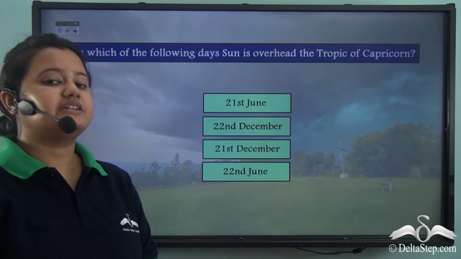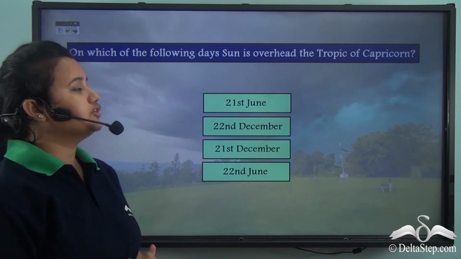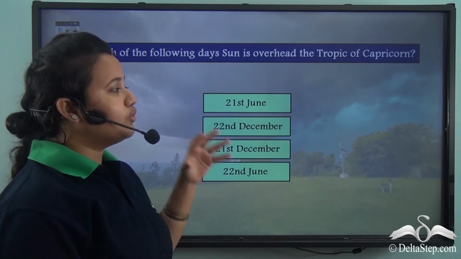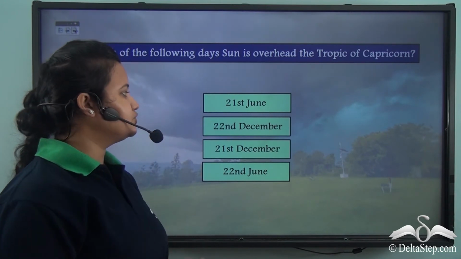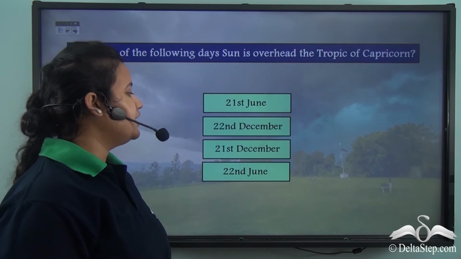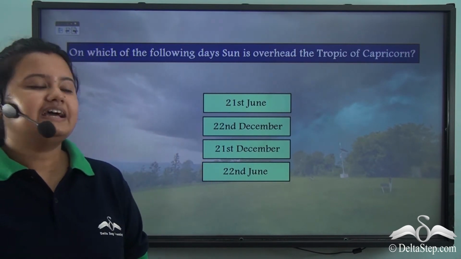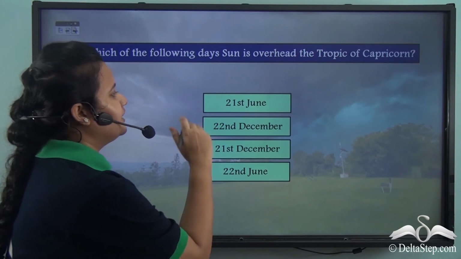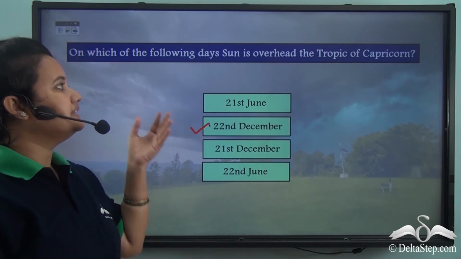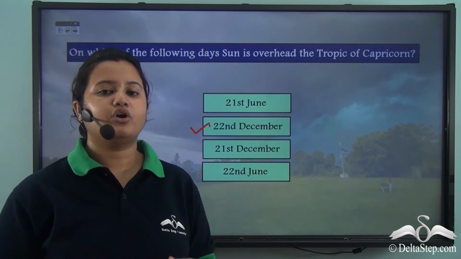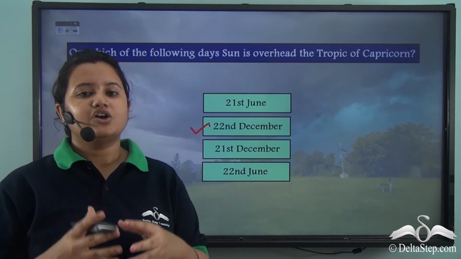Now before we proceed with our lesson, let us try to answer this question. On which of the following days is the sun overhead the Tropic of Capricorn? Is it on 21st June, 22nd December, 21st December or 22nd June? Well, the correct answer is 22nd December. On 22nd of December, the sun is overhead the Tropic of Capricorn and the world experiences winter solstice.